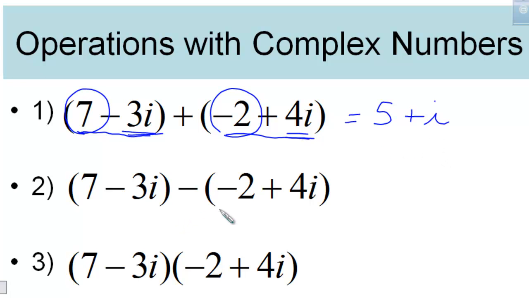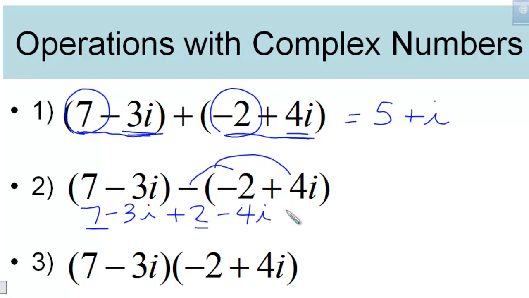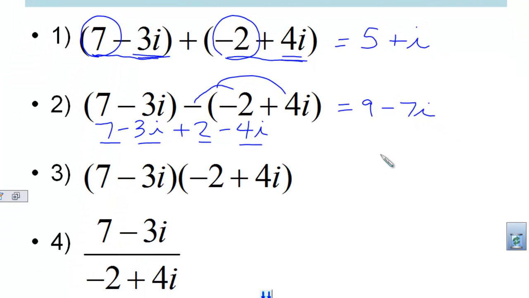We can do the same thing with subtraction, just don't forget to distribute your negative. So if you're going to distribute your negative, it goes to both of these terms. It's like saying 7 minus 3i minus negative, which becomes plus 2, minus 4i. Combining our like terms, we've got 7 and 2, which gives us 9, and negative 3i and negative 4i, which gives us negative 7i. So 9 minus 7i. When you're adding and subtracting complex numbers, you're basically combining like terms. The real parts get combined together and the non-real parts get combined together.